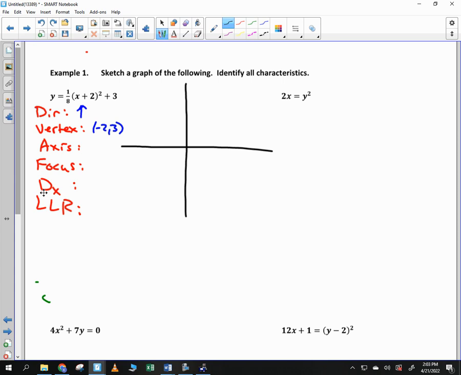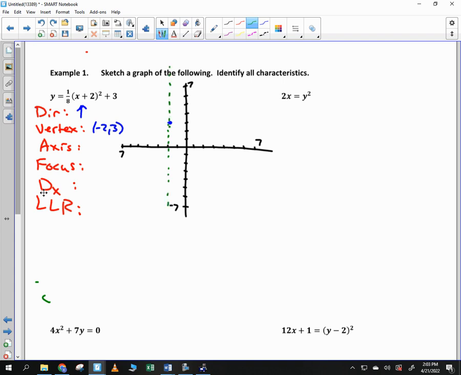So, I'm going to plot my vertex. I'm going to make a 7x7 graph. 1, 2, 3, 4, 5, 6, 7. 1, 2, 3, 4, 5, 6, 7. And I will now plot my vertex back 2 and up 3. Anybody lost yet? Okay. Axis of symmetry. Instead of trying to name it, I'm just going to draw it.